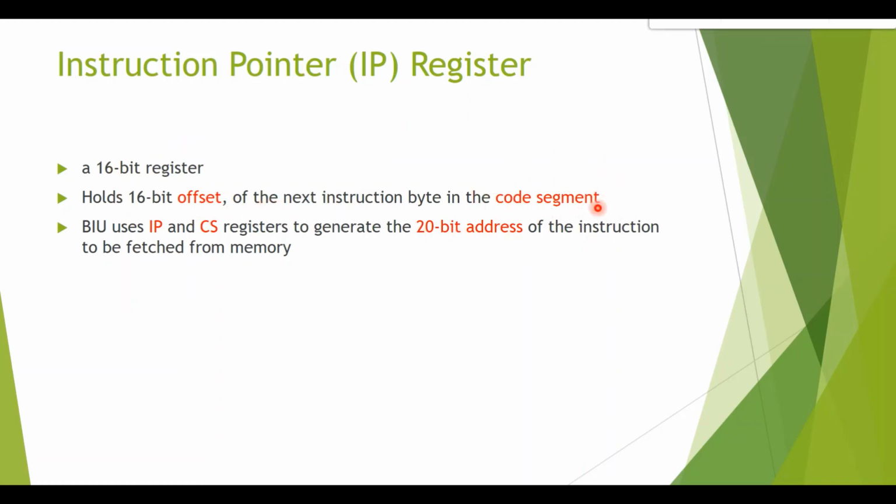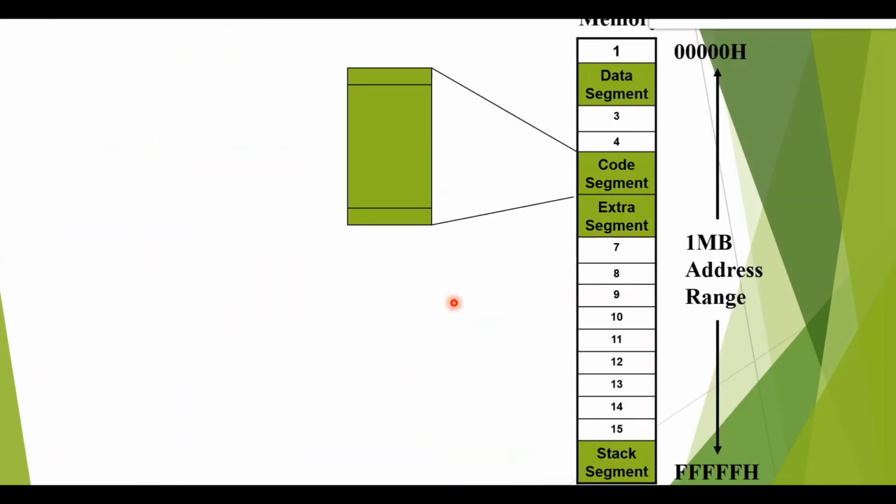As in the 8086 microprocessor, we have different information in different segments. The instruction pointer holds the offset in the code segment. The bus interface unit uses this instruction pointer and the code segment register to generate the 20-bit address of the memory location from which the next instruction has to be fetched. So this is how we generate the 20-bit address by using the offset.